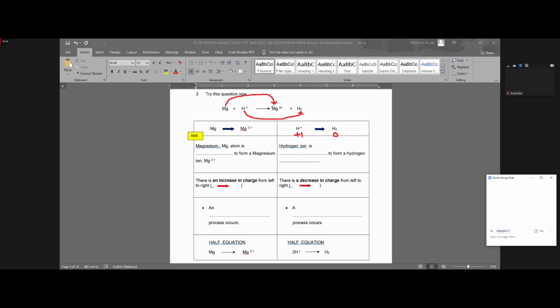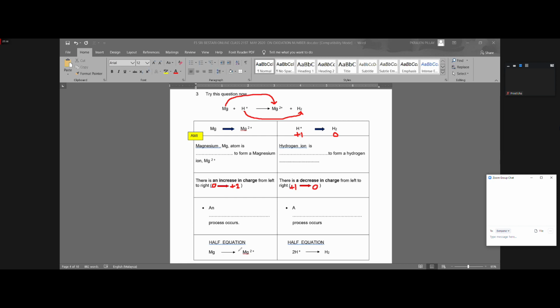Then continue, Yu Cheng. There's an increase in charge from what to what? What number you put here? Nothing. Nothing means what? 0. Here, what's the charge? 2 plus. Or we can put +2. Okay, very good. Here, +1 to what? 0, isn't it? Charge. So what process is this? Oxidation. Oxidation, well done. Just increase in charge. Here, reduction. The charge decreases, which means the arrow goes to the left.